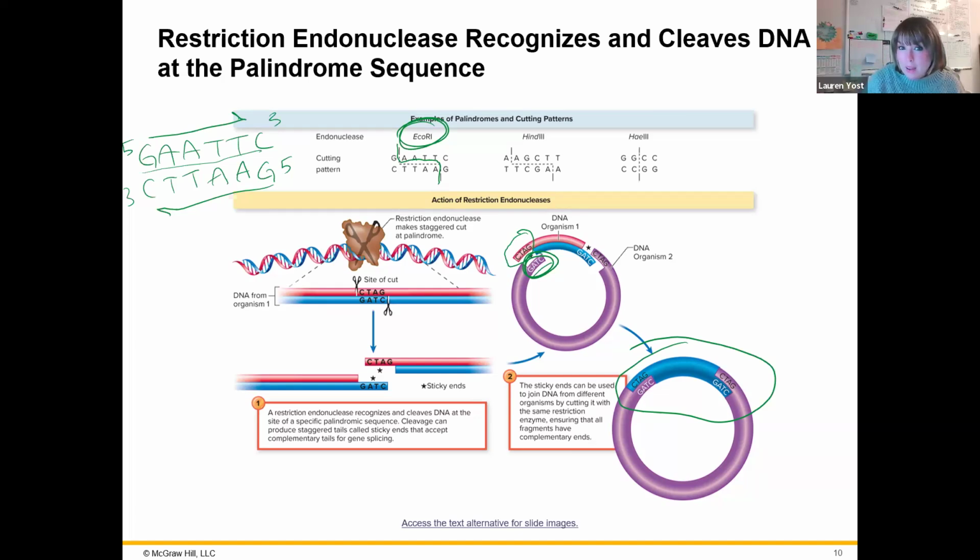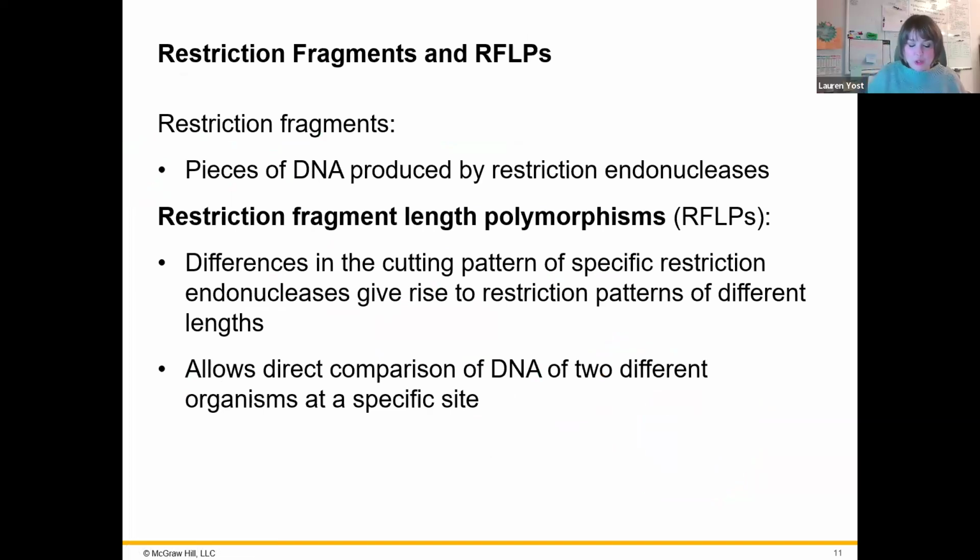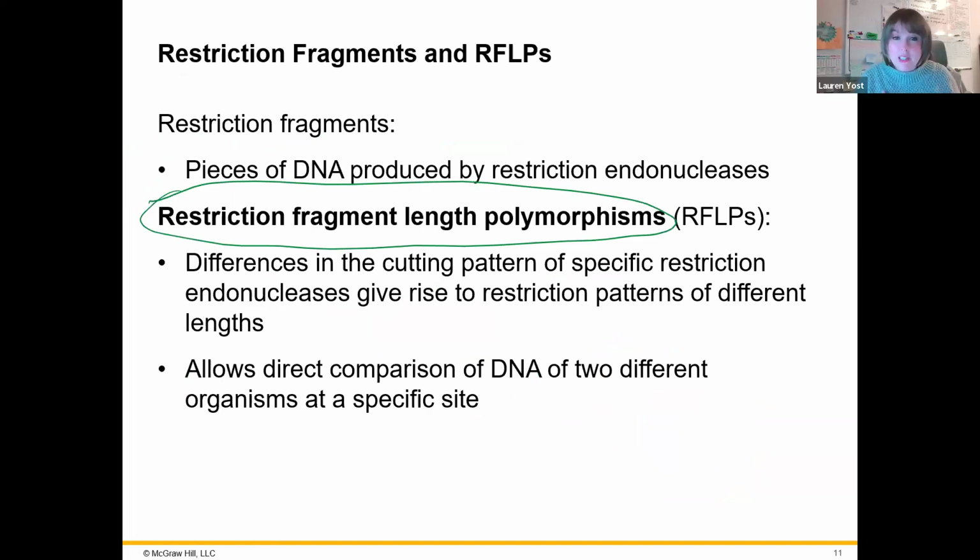And so my DNA, when I cut it with EcoR1, might make certain fragments just from those random palindrome sequences that EcoR1 recognizes. But yours might be different because you have a DNA sequence that's different than mine. This is referring to restriction fragment length polymorphisms. I know it's a mouthful. Okay, so restriction fragment length polymorphisms. The idea that if I cut my genome with EcoR1 and your genome with EcoR1, we would end up with a bunch of fragments of different sizes.